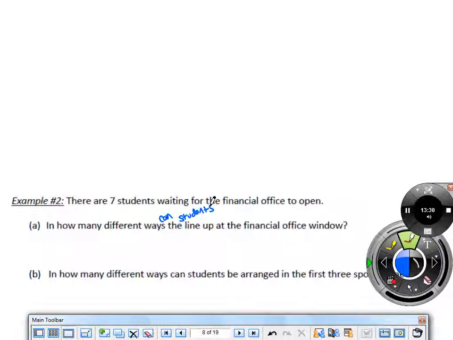Julia? Good. Basically 7 factorial, because how many people are there? 7. How many of them are getting in line? 7. So we have 7 spots in line to fill, right? How many people could fill the first spot? There are 7 options. Now, once that person has stood in that spot, how many options are there to fill the next spot? 6. And then the next spot? 5, 4, 3, 2, 1.